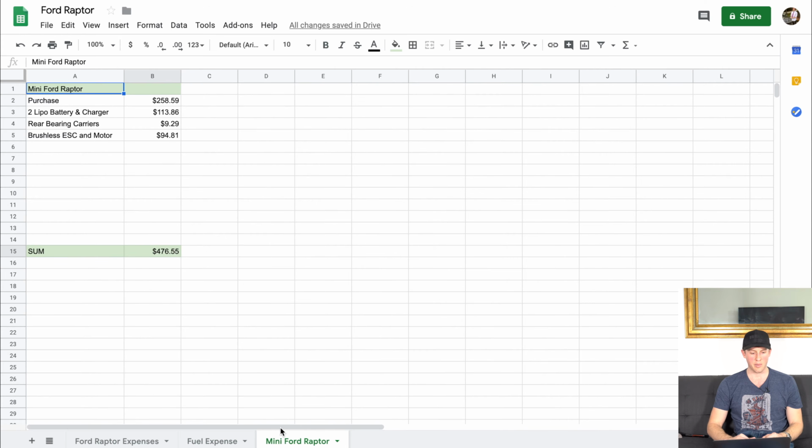And then over here, I have a mini Ford Raptor. I purchased a little RC electric Ford Raptor, and that was a poor decision, but I'm tracking all my expenses, and it's important to track all your expenses so that you know what goes into everything. And this was a stupid decision, obviously, but it's here, and I'm not gonna push it under the rug.